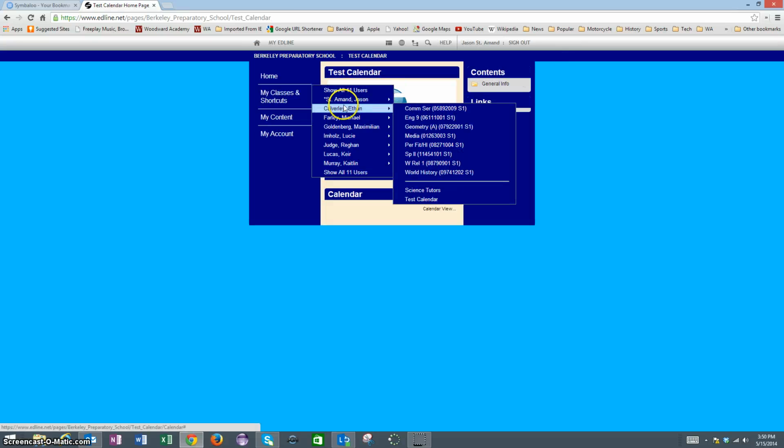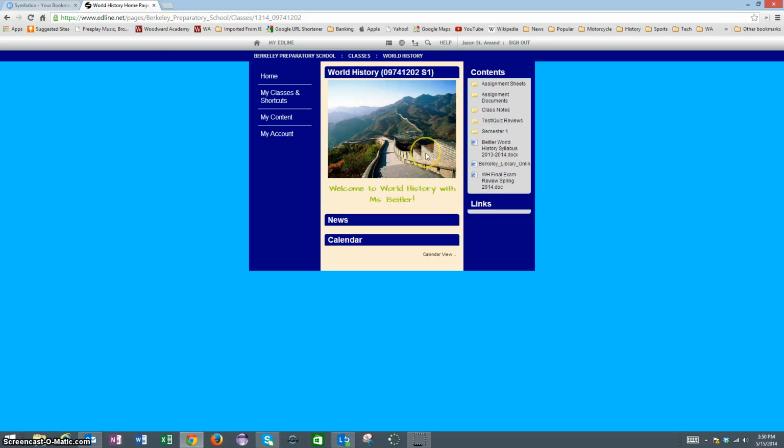So now if we were to look at a particular student, you can see here Ethan has several of his classes, and let's just pick world history. Here are all of his classes, and when you go to a particular class, each teacher is going to have a very similar looking page. Probably going to have some kind of a picture in the middle, news, calendar, links, and then you're going to have all the course content on the right hand side.